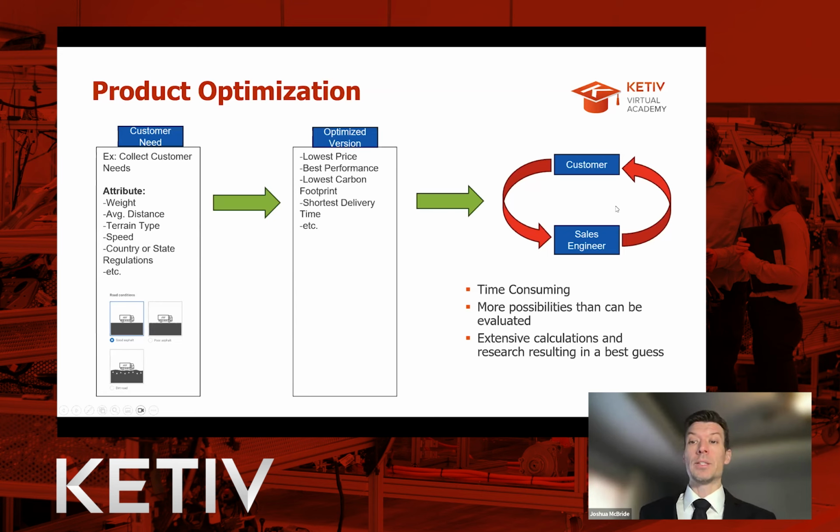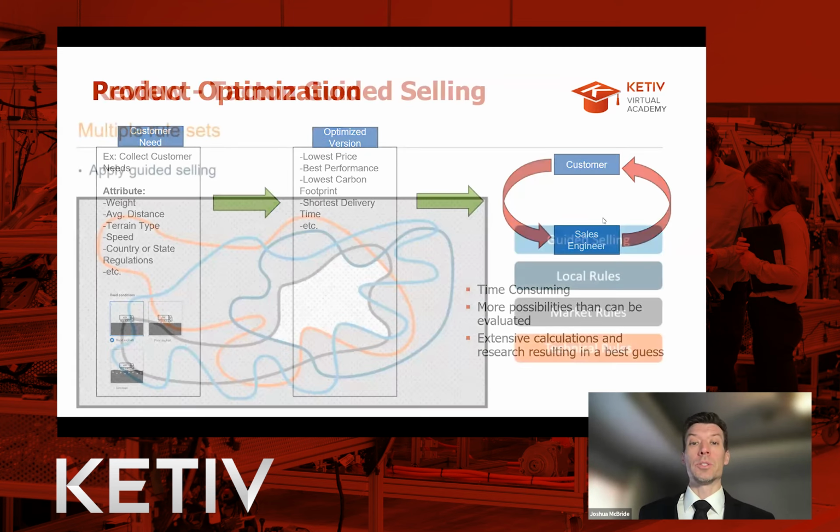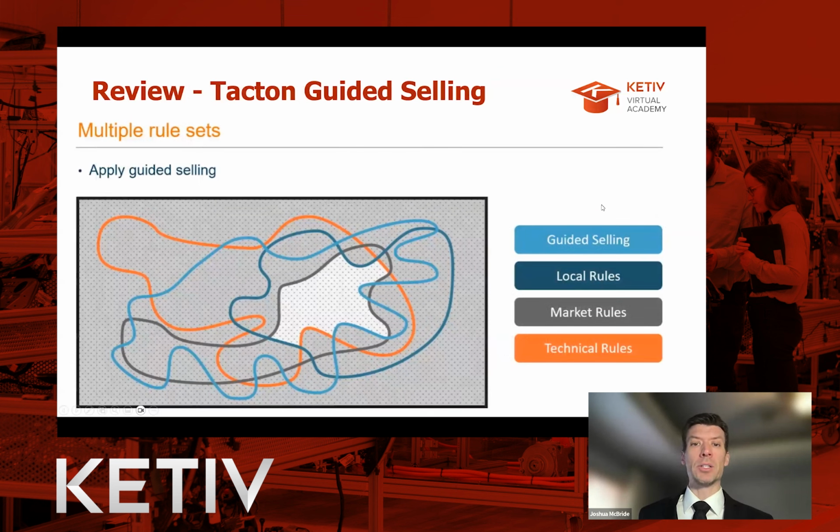It also provides an analysis tool, providing more possibilities that can be evaluated. And of course, extensive calculations and research typically results in a best guess, versus by having the AI and automation do this, we can be fully confident in its results. So if we go back to our example here, once again, we have this array of possible configurations that we've now narrowed down, but we still have a set of possible configurations within that.